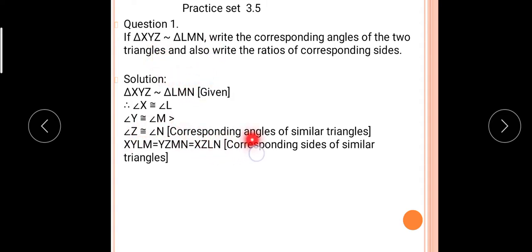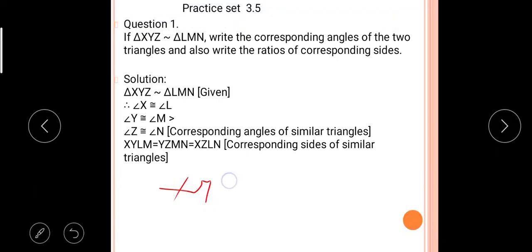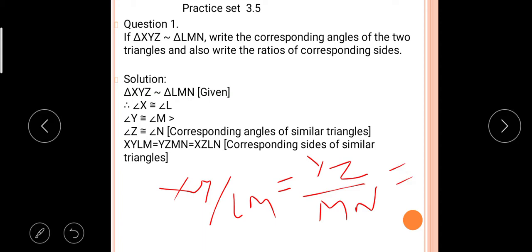Means these corresponding angles of similar triangles are equal, and XY upon LM is equal to YZ upon MN, that is equal to XZ upon LN.